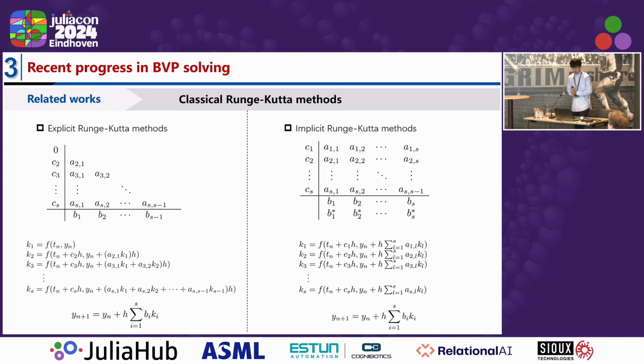So let's start with what we are already familiar with: the explicit Runge-Kutta method and the implicit Runge-Kutta method. As for the explicit Runge-Kutta method, we have the Butcher table, right? Each Butcher table can define an explicit Runge-Kutta method.